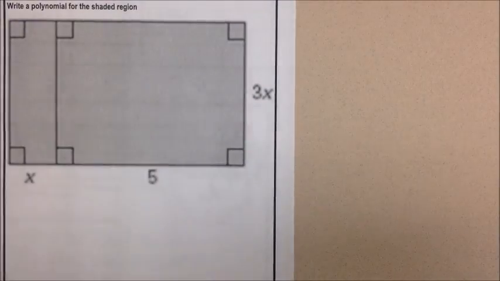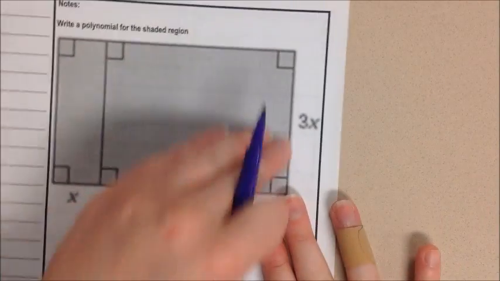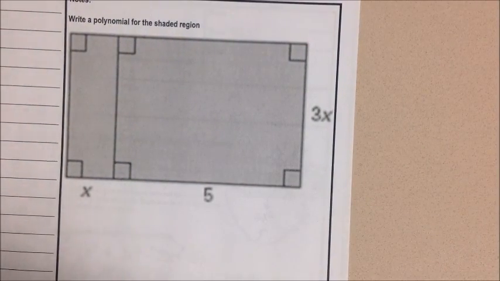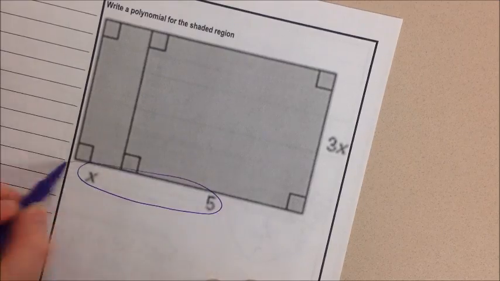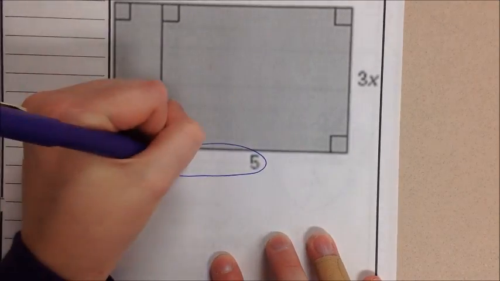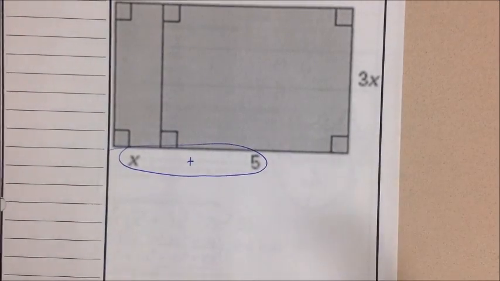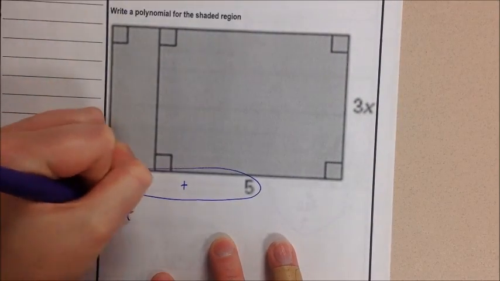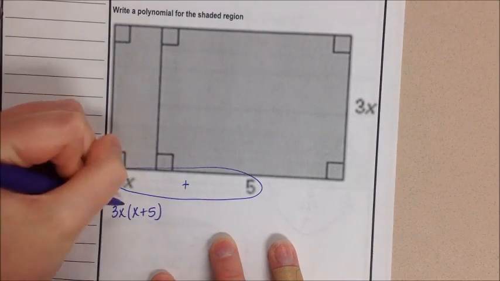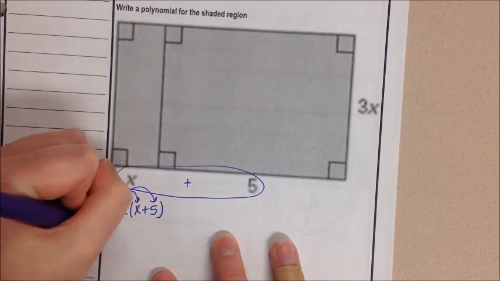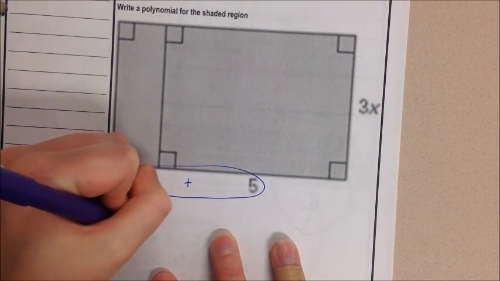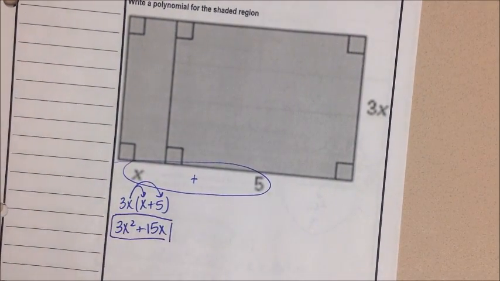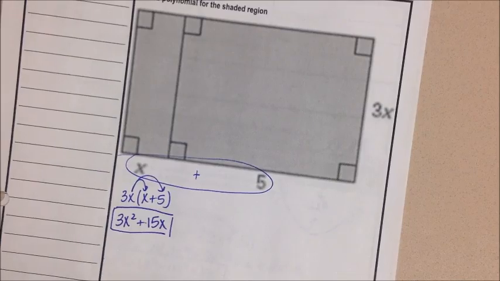Last thing is writing the polynomial for the shaded region. So this is the area of these two put together. Okay, now this side, how can I represent this? I can represent this as x plus 5. And if I'm going to do area, it's x plus 5 times 3x. So this would be 3x times x plus 5. So then you just distribute. So then it would be 3x squared plus 15x, just like that. So that would be, once we knew what x was, I could plug it in and find the area.